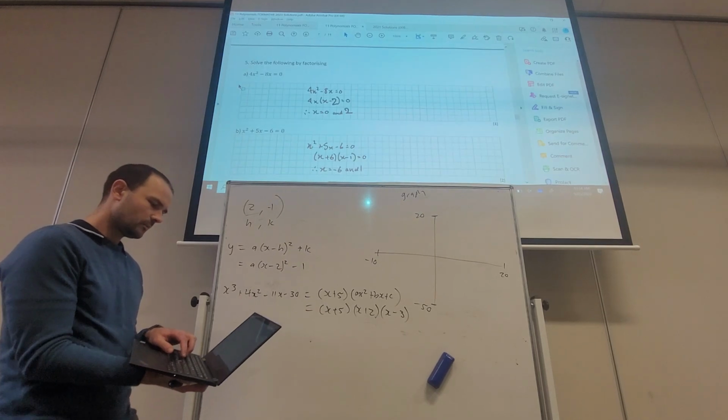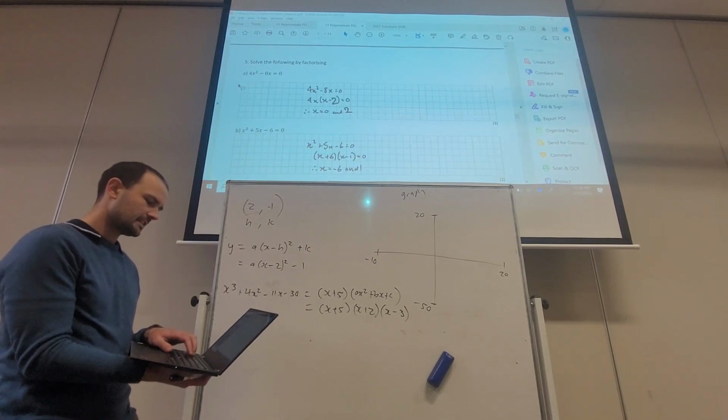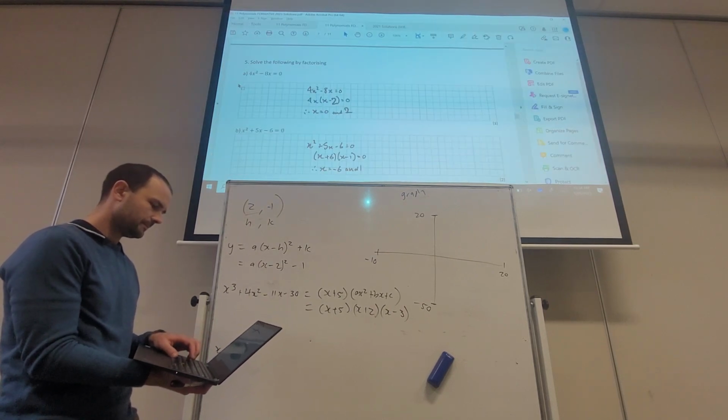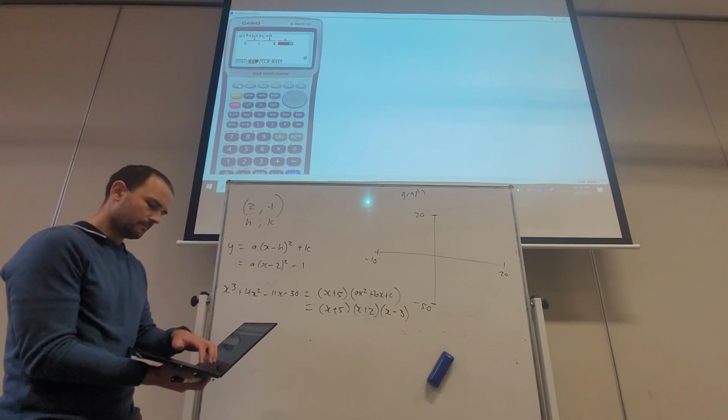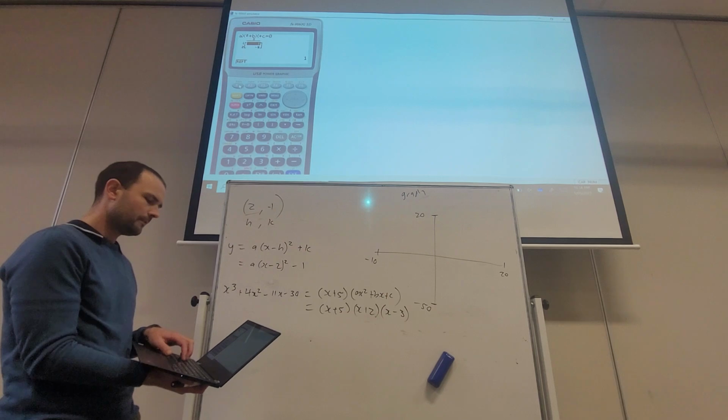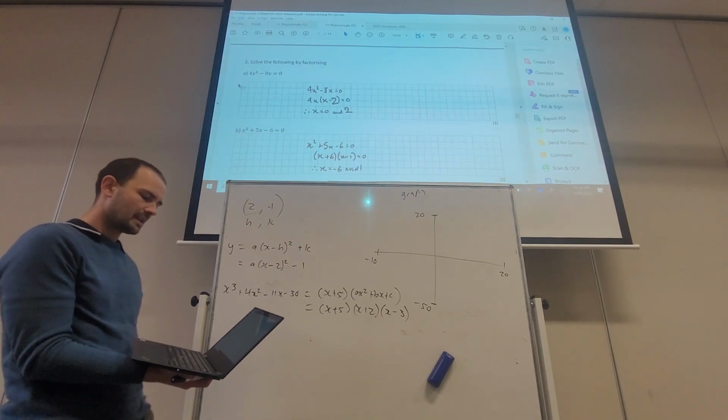Same again with the next one. We've got x squared plus 5x take 6. We've got a is 1, b is 5, c is minus 6. Okay, you need to take whether it's positive or negative with it, solve it. We've got the solutions, 1 and minus 6.